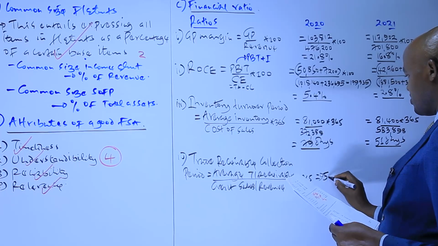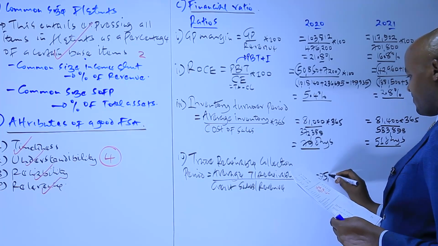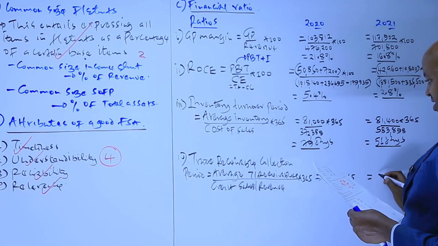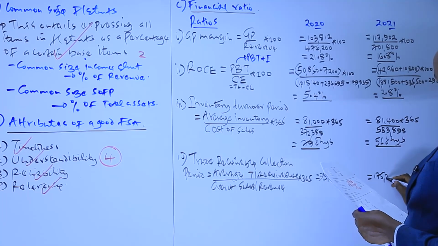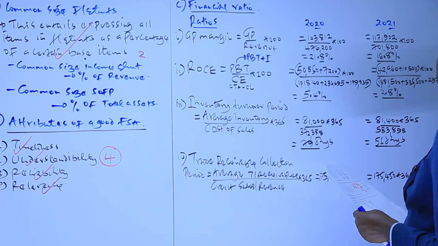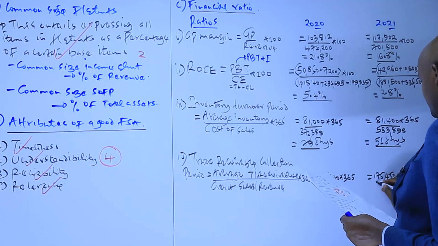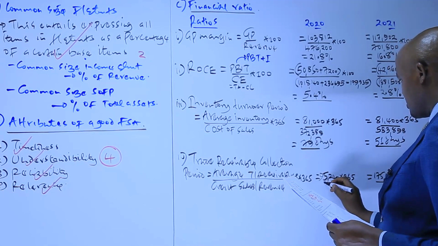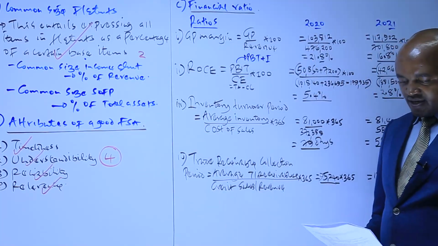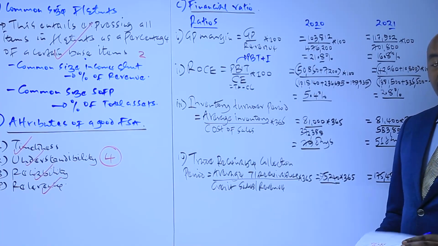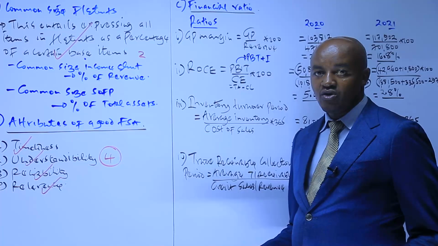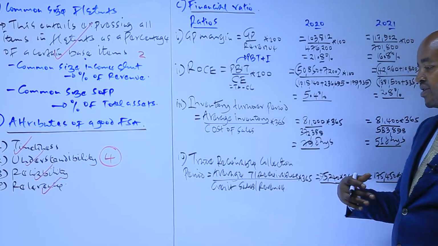So for the first year, we have 95,240. We multiply that with 365. The same case with the other year, 175,450 times 365. We divide that with the credit sales or the credit revenue. If you check on the income statement, what the examiner has given us is revenue. And unless told otherwise, you always use the revenue in the income statement to be on credit.